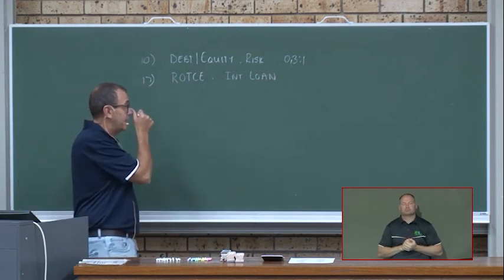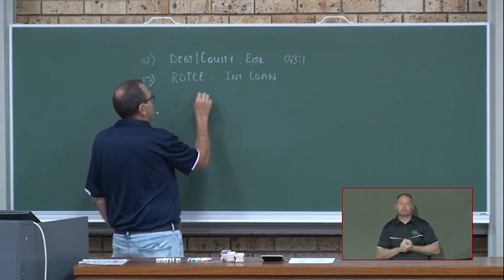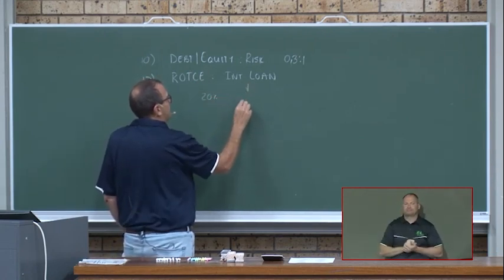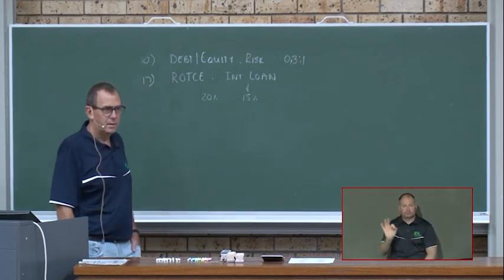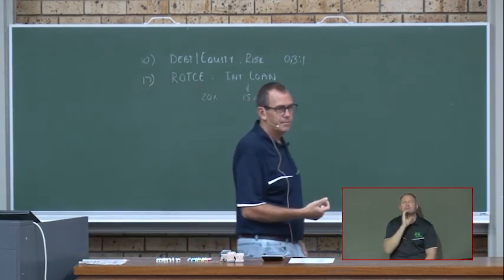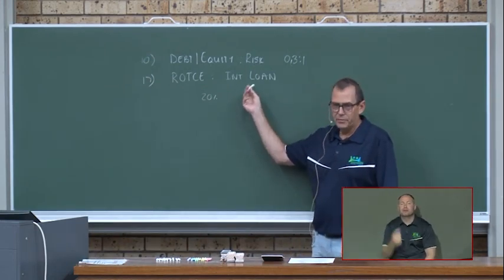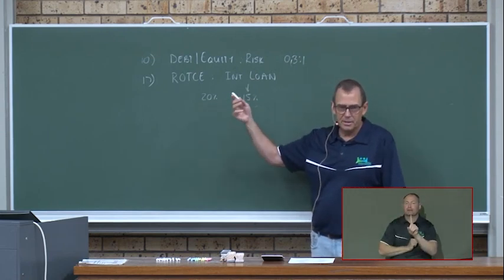So if they say our ROTCE is, let's say, 20%, and our interest on the loan is 15%. What does that mean? They borrow money at 15%, but they make 20%.